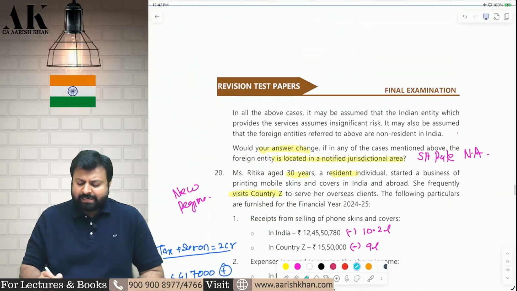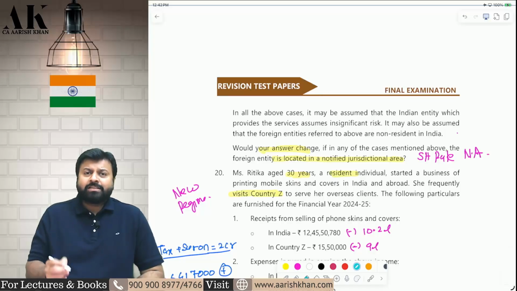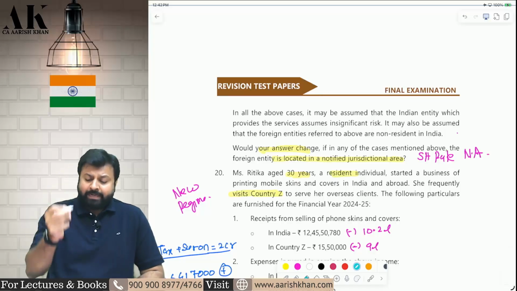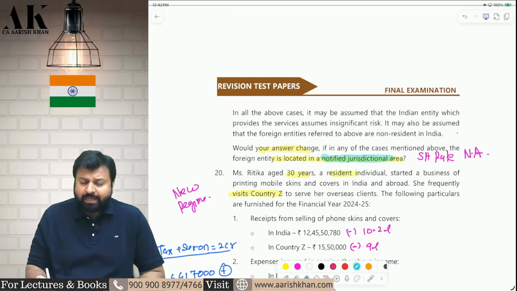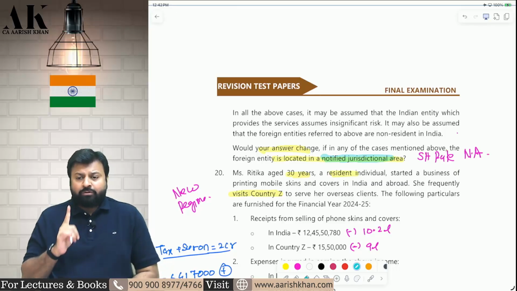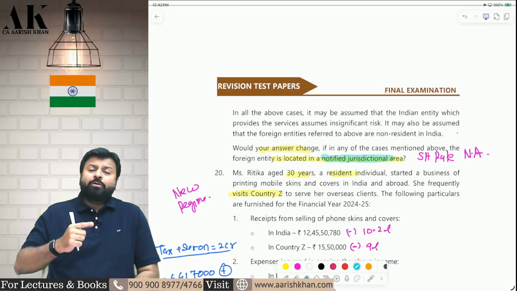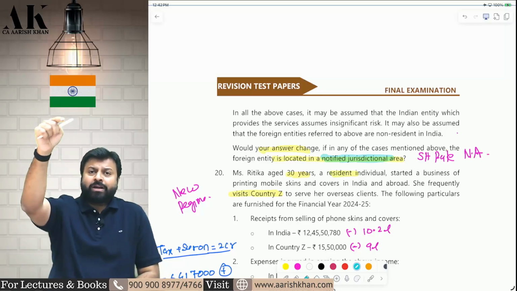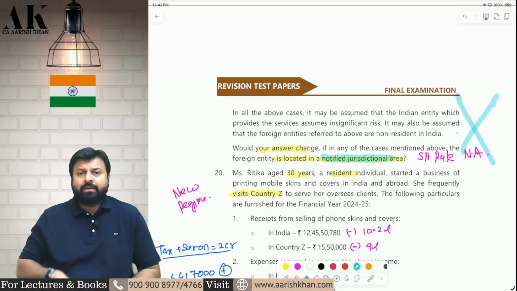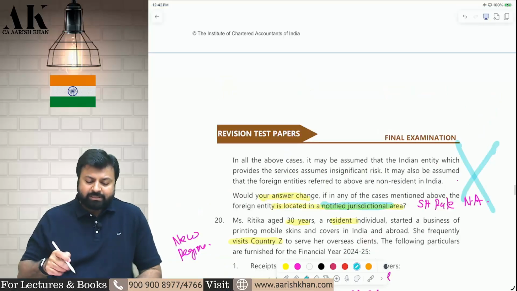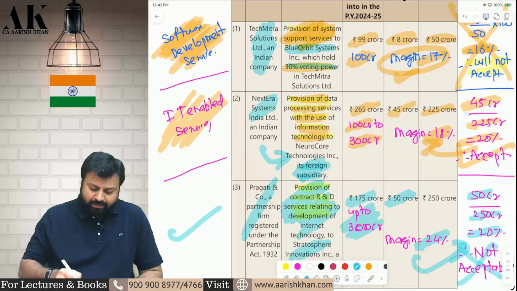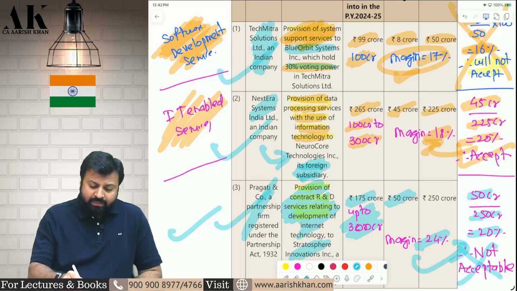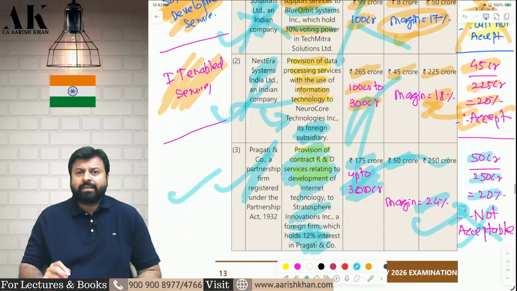Now, one last question which is asked over here. Will your answer change if the services are provided to an entity which is located in a notified jurisdiction area? Yes. I have told you, and this is important also: when you provide services to a person located in an NJA, the safe harbor rule is not applicable. So if you provide all these three services to a person located in NJA, then the safe harbor rule is not applicable in all these three cases.